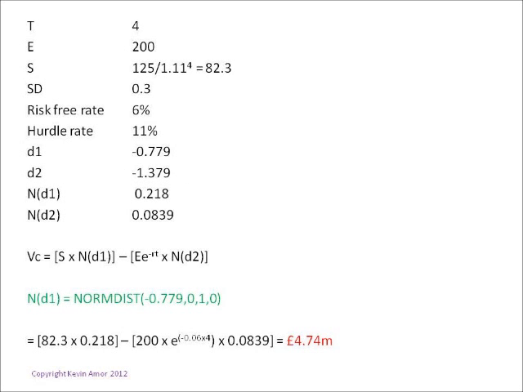Here's our formula for the call option, and what I've done here in green is to show you how I calculate these normal distribution densities using the Excel command NORMDIST. So the first figure you put in is the number D1 or D2, whatever it is, and then you have to put 0, 1, 0 to get the right figure. So you do that, you get these figures at the bottom. You just need to be really careful to calculate all these correctly, and you end up with a value for this option of 4.74 million.